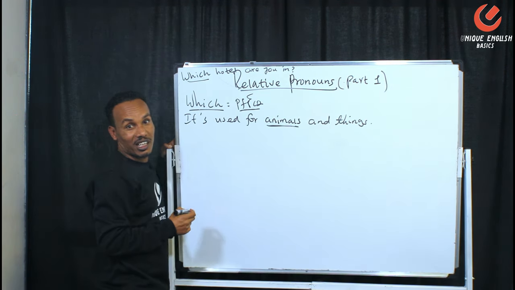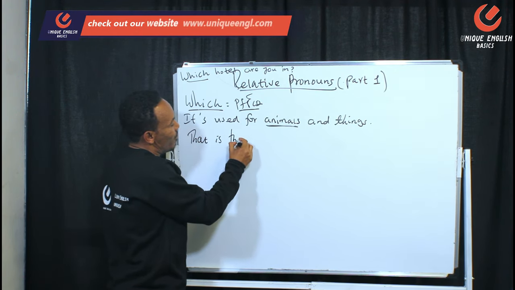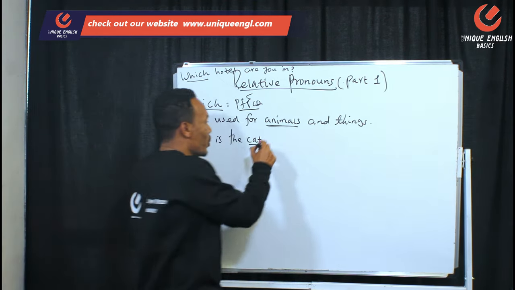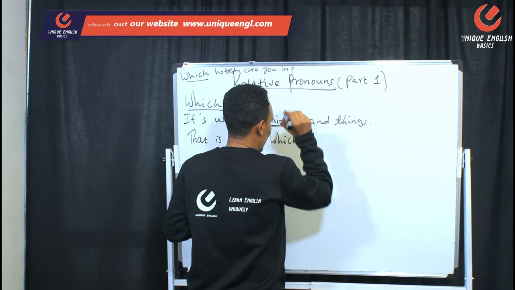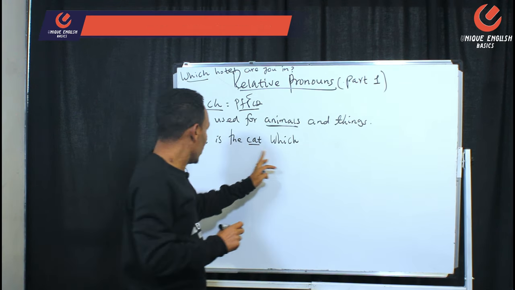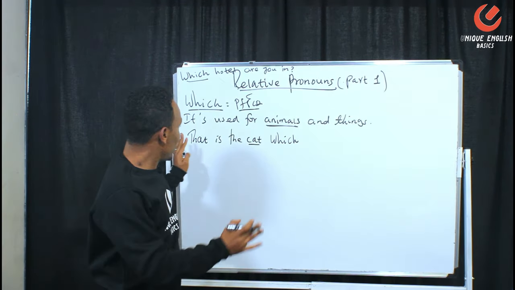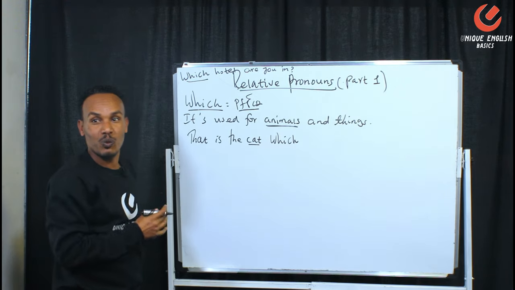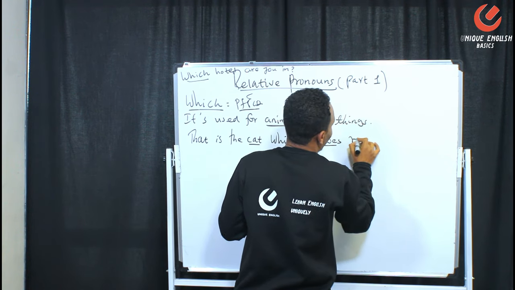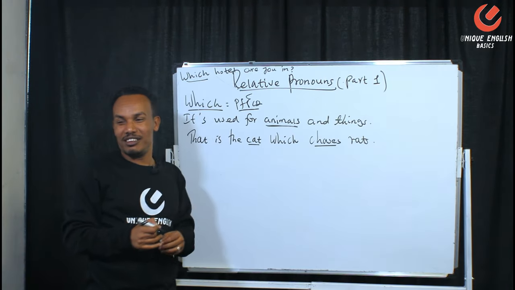That is the cat. That's a cat. That's the cat which chases rats. Which chases what? Rats. That's a cat which chases rats. I like it. Do you understand me? Yeah.